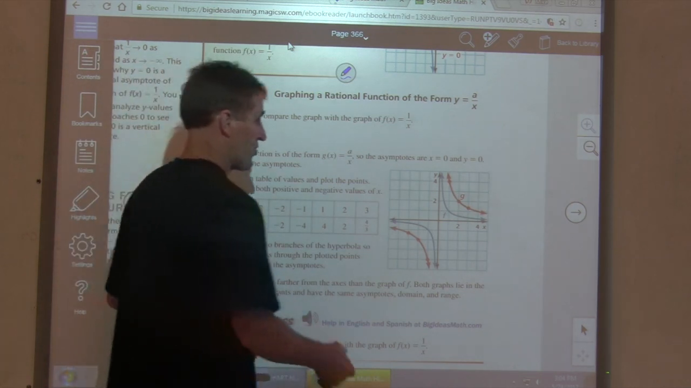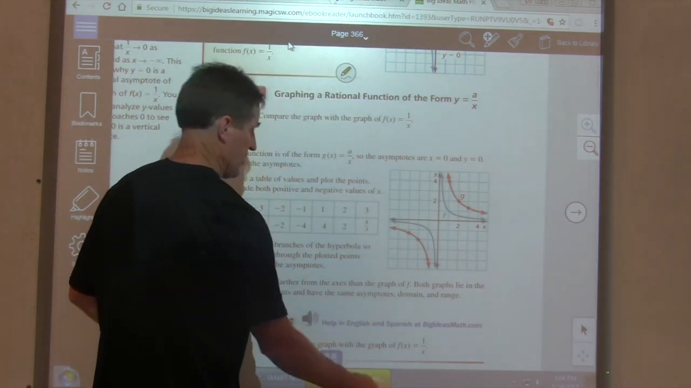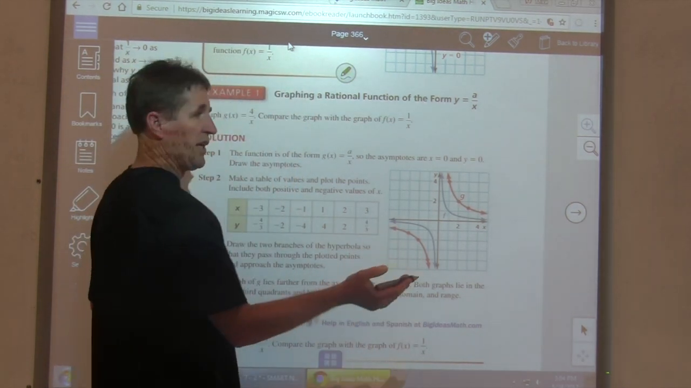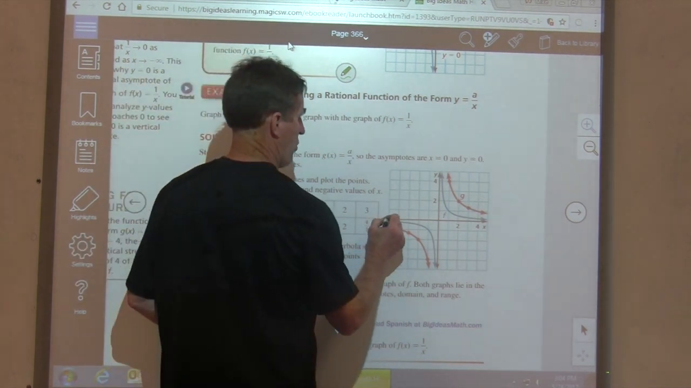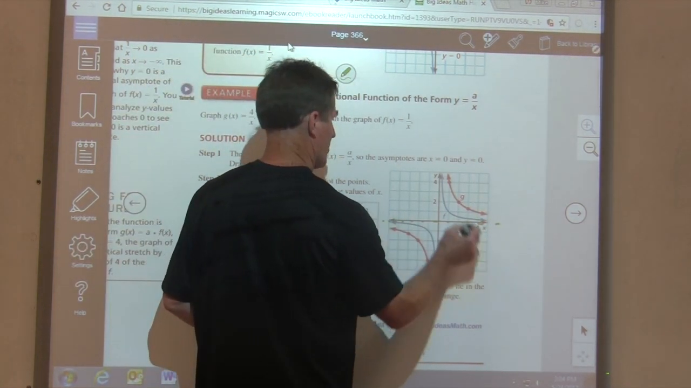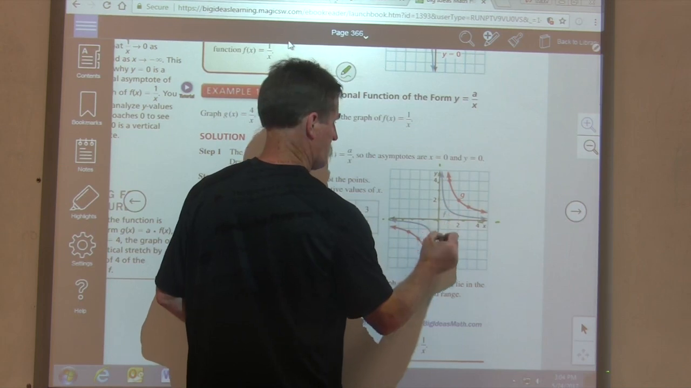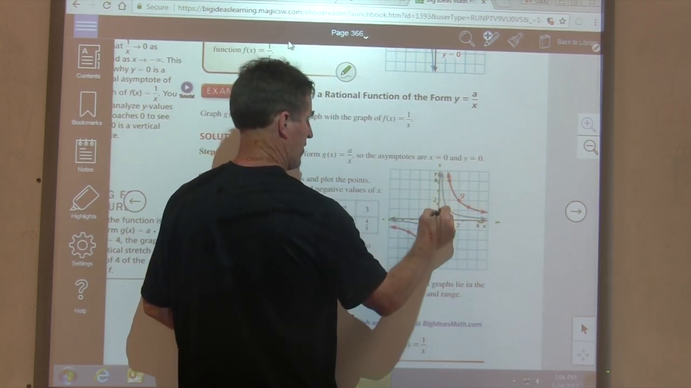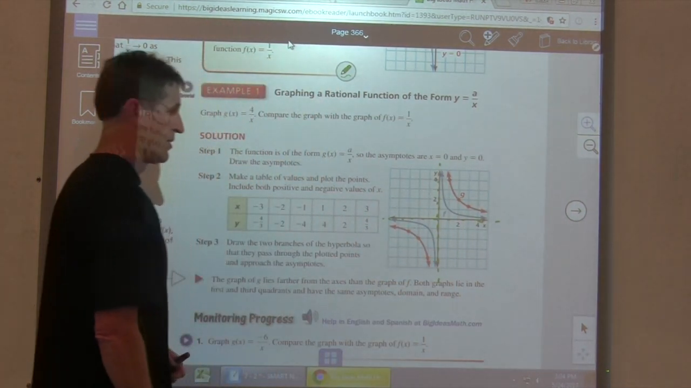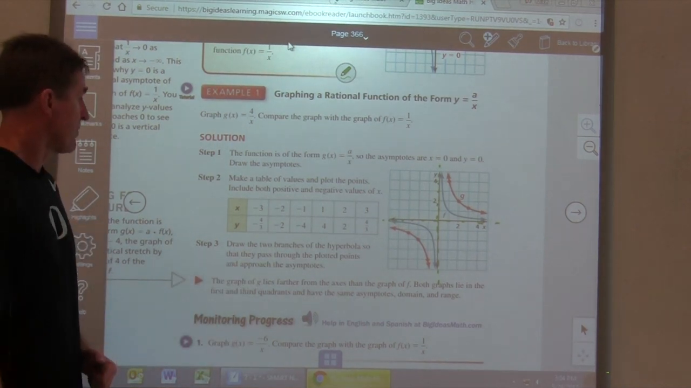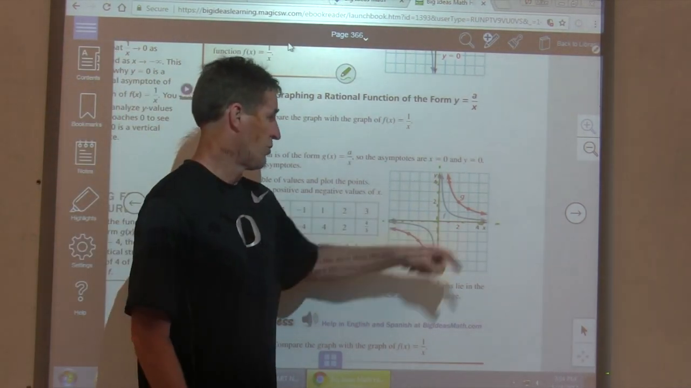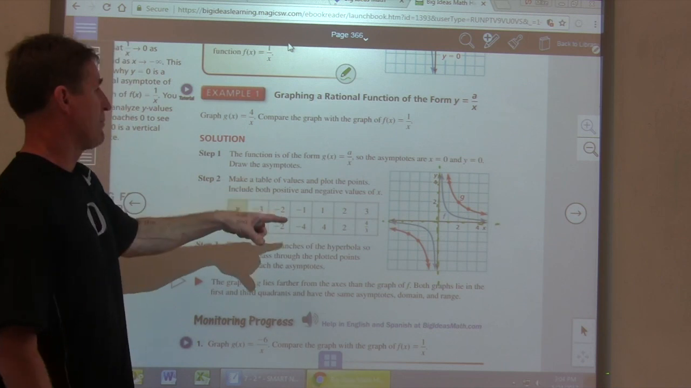When you're graphing, they don't show this here, but you always want to start by putting in your asymptotes. So we have a horizontal asymptote at y equals 0, and a vertical asymptote at x equals 0. So your x and y axes. So we draw in those asymptotes. Then we make a table of values.